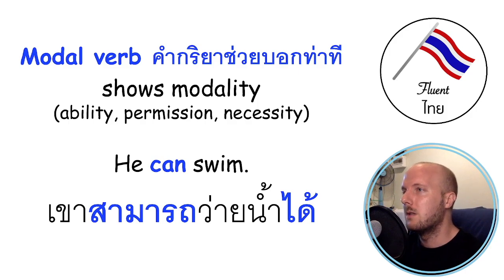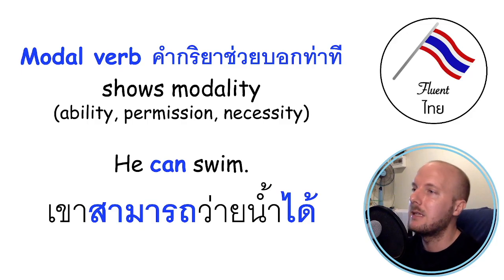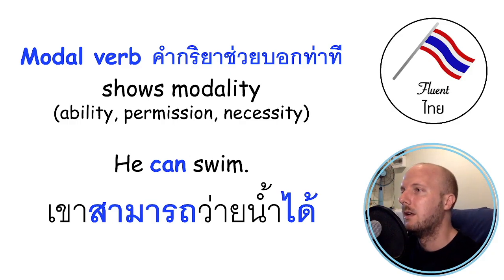Modal verb. So this is คำกริยาช่วยบอกท่าที. It shows modality. I just learned that word existed, modality. It basically shows the ability, permission, or necessity. So, for example, he can swim, that's showing the ability. If I said he may swim, that would be permission. If I said he must swim, that's showing necessity. So it's these kind of words: can, could, may, might, should, would, must.